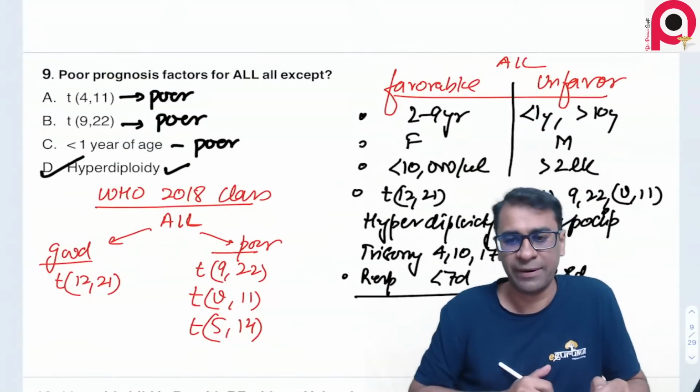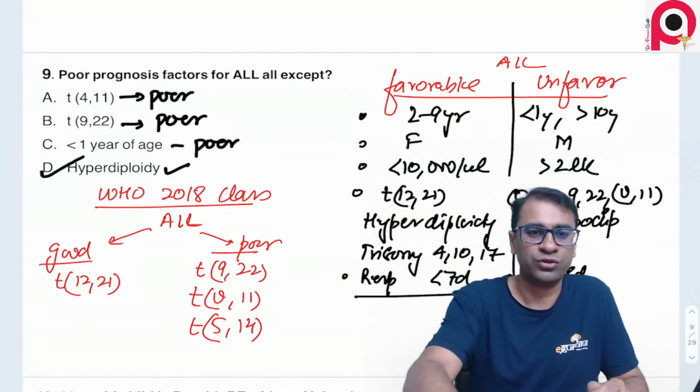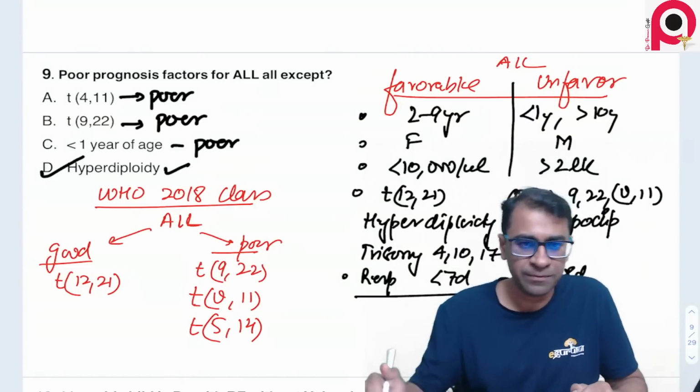And this is the answer. Hyperdiploid is the answer to the next question, which you all should be looking up here. So guys, moving to the next question quickly.